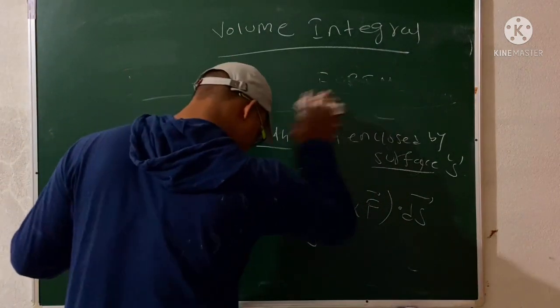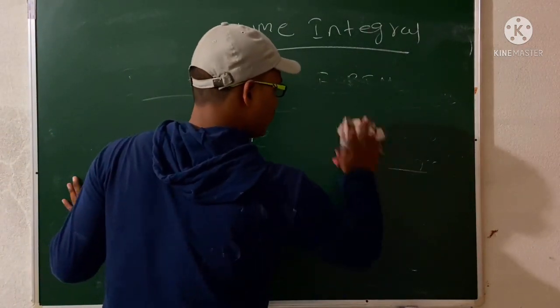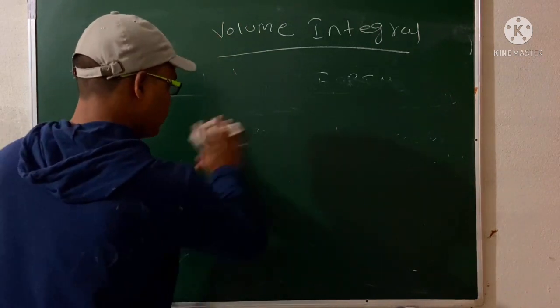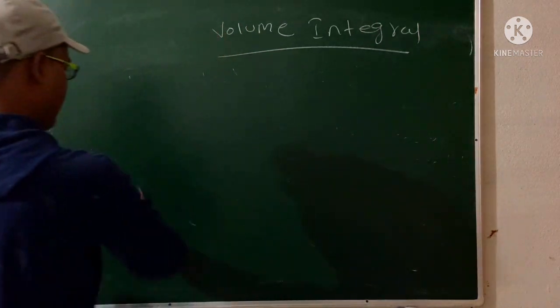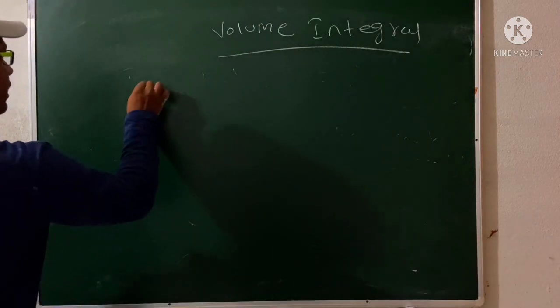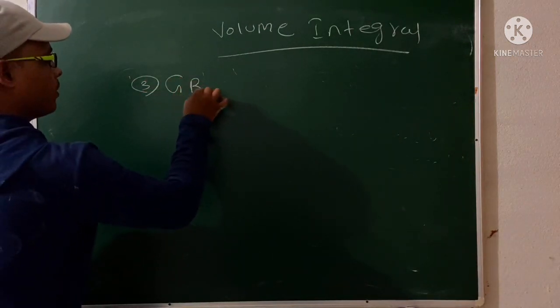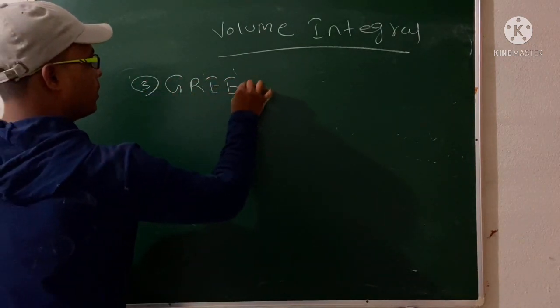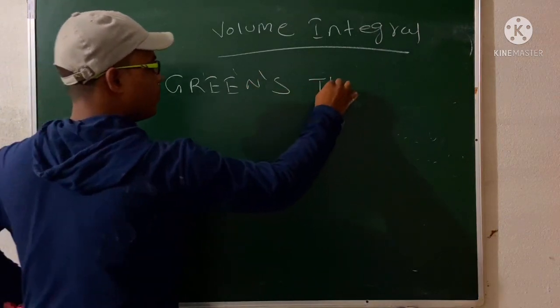Now the last one is the Gauss divergence theorem. Sorry, the Gauss divergence theorem we have already seen. So the last one is your Green's theorem. Green's theorem.